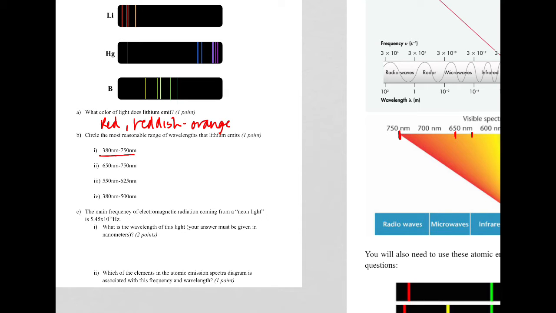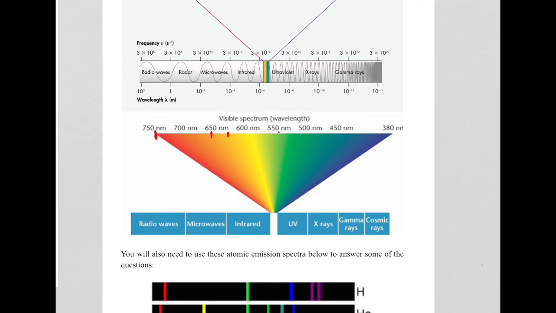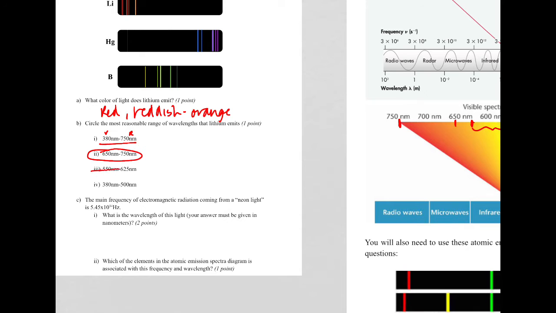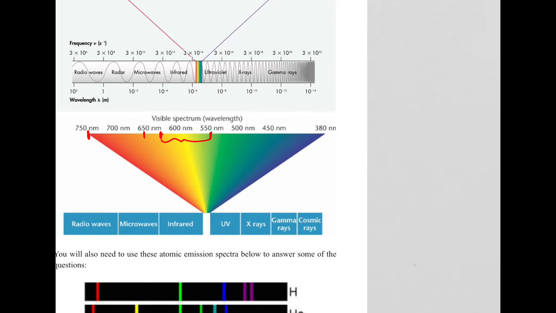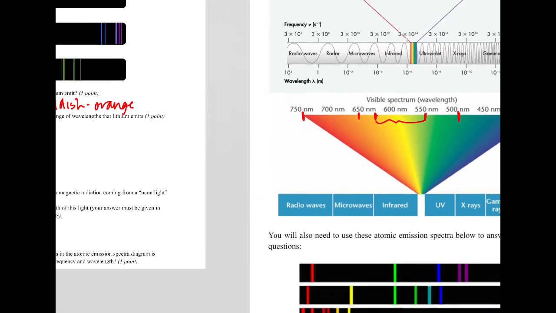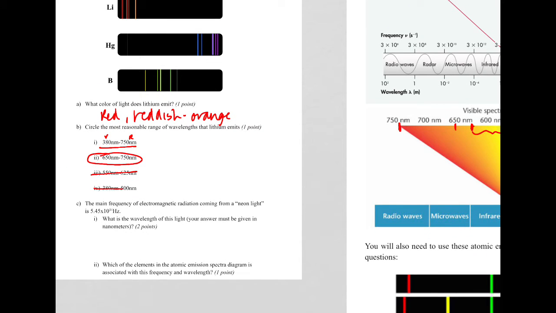Well, this doesn't make sense because it's the entire visible light spectrum. This is violet and this is red. There is a good looking answer, but let's go through the rest. 550 to 625. Well, 625 would have been good, but this is not reddish orange colored light, so that one can't be it. And then 380 to 500 would also not have been orange or red colored light. So the correct answer here is number 2.